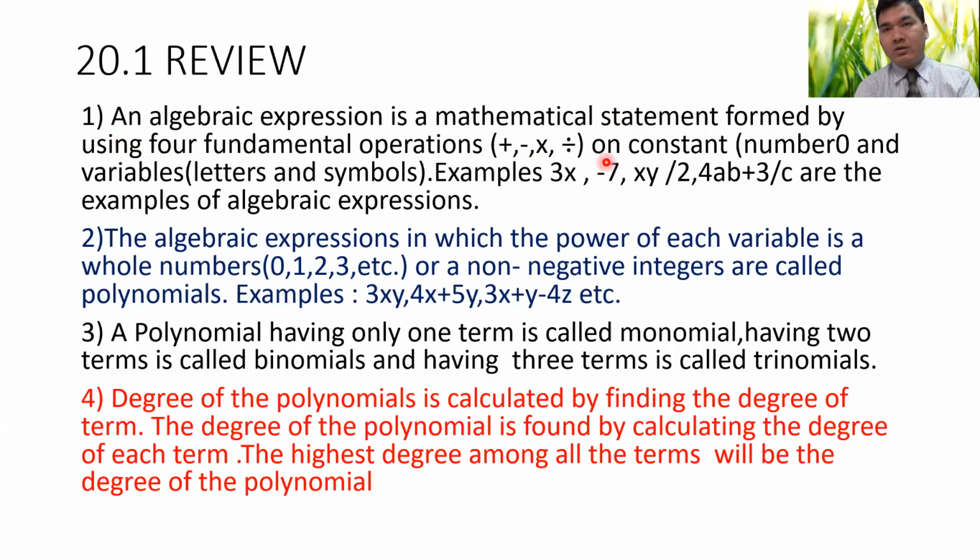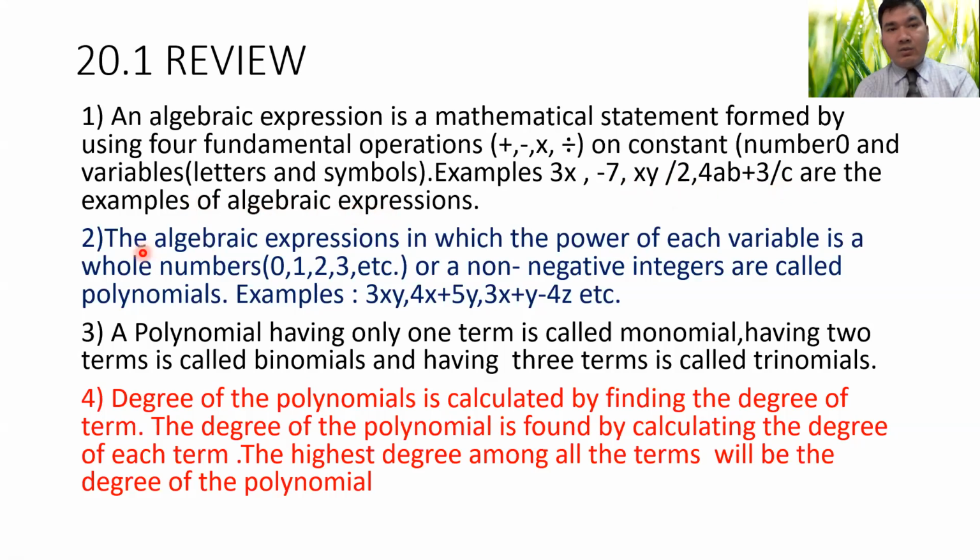division sign on constant with number zero, and variables, that is letters and symbols. Examples: 3x, minus 7x, xy divided by 2, this slash means divided by 2. 4ab plus 3 divided by c are the examples of algebraic expressions.